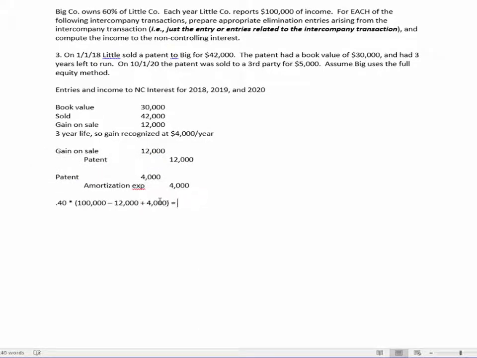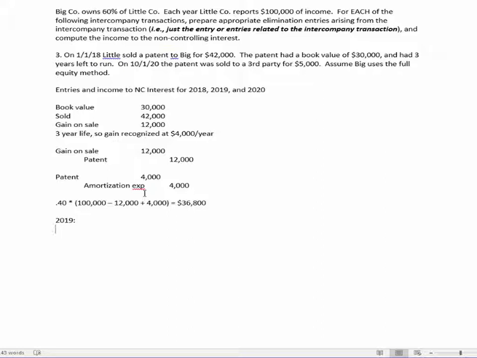So the non-controlling shareholders are going to get their share, 40% of $92,000. 100,000 minus 12 is 88, plus 4 is 92. So 40% of $92,000 is $36,800.